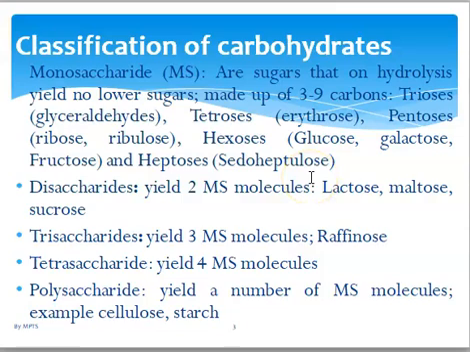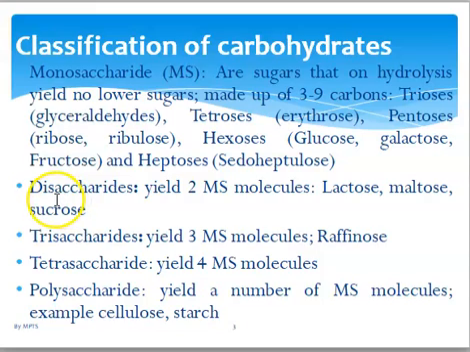So, how do we classify carbohydrates? Of course, we have monosaccharides, which on hydrolysis do not yield lower sugars, and they are made up of carbon 3 to 9. We have the trioses, tetroses, pentoses, ribose, and hexoses: glucose, galactose, fructose, and of course heptoses. We are going to meet the pseudoheptulose in the dark stage of photosynthesis.